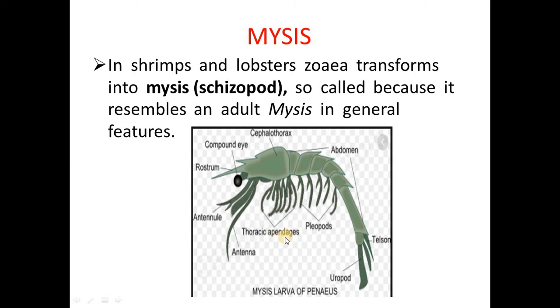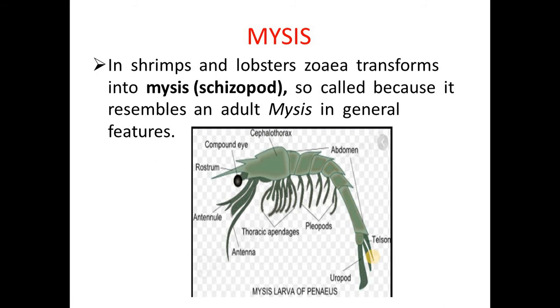The abdomen is similar to that of adult and has five pairs of pleopods. These are the pleopods, five in number, and a pair of uropods. This is the uropod, which helps in swimming. A pointed telson. This is the pointed telson which is present on the tip of the abdomen.